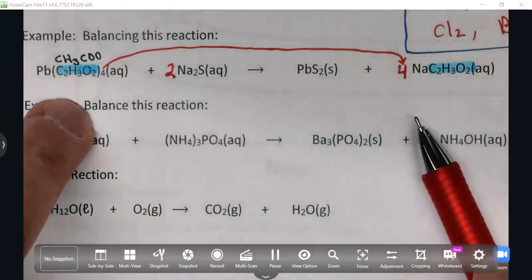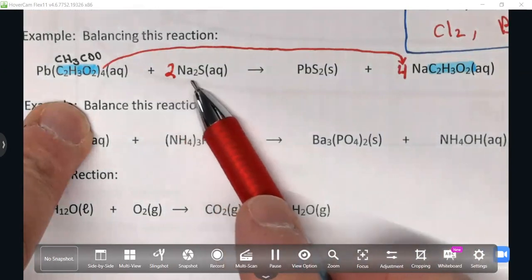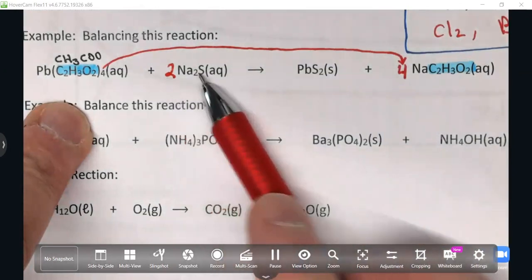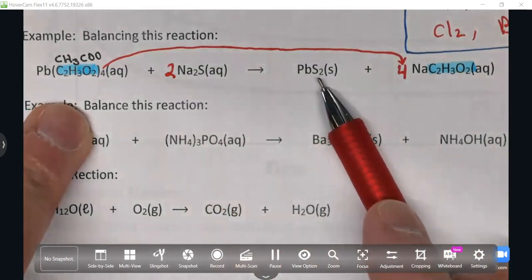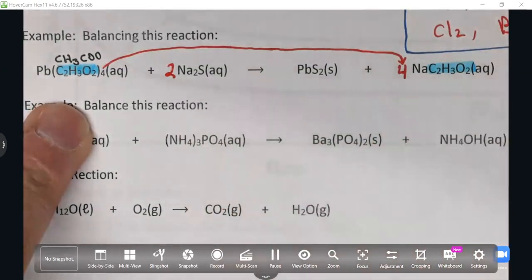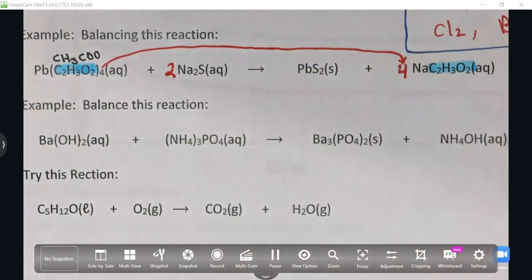Now we should do nonmetals. Sulfur. 2 sulfur here, 2 sulfurs there. It looks like this thing is done. Hydrogen and oxygen, there's 12 for the hydrogen, 8 for the oxygen. This thing is balanced.